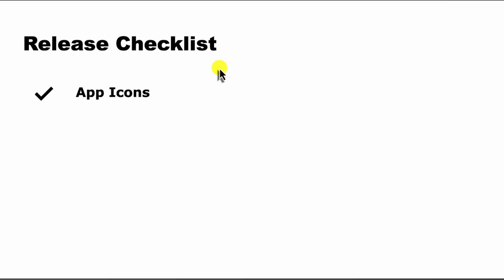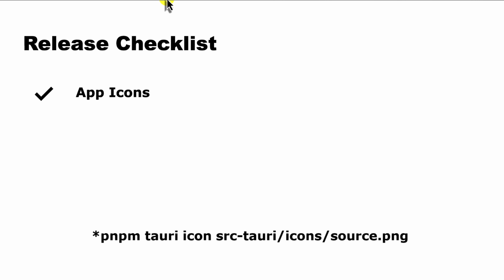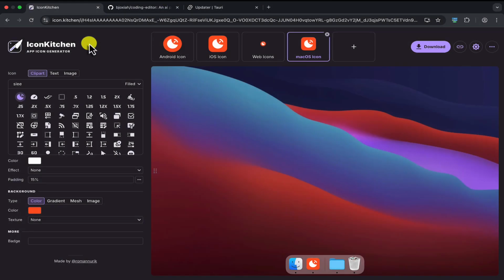App icons. Tauri gives us a command to generate app icons from a source image or logo. So first, we need to get the logo for the application. To get a source image or logo, I'm using this icon.kitchen app. So I selected the icon and I selected the background and I selected macOS. And you can see how the icon would look in our system dock. After that, I clicked on download.